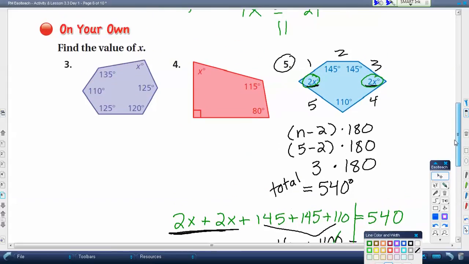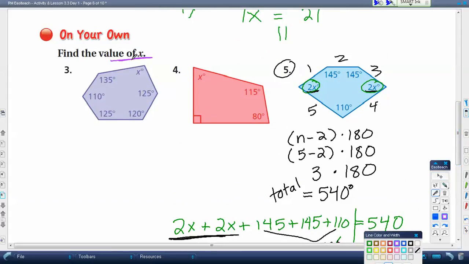So ultimately, if they ask me to figure out what x is, x in this image up here is 35. Okay? And the directions here said find the value of x. They didn't tell me to find the angle measurement, so I don't have to worry about how many degrees that is. I just had to find what x is.